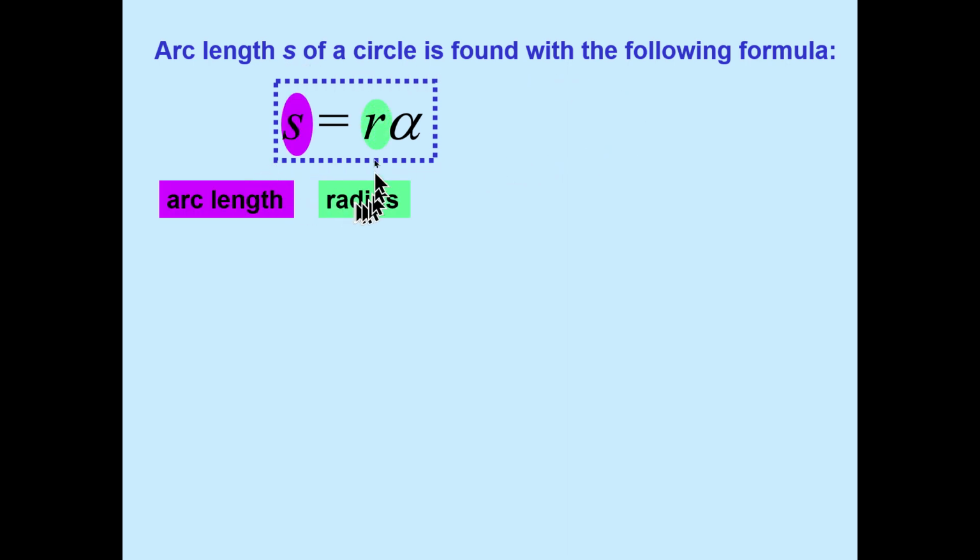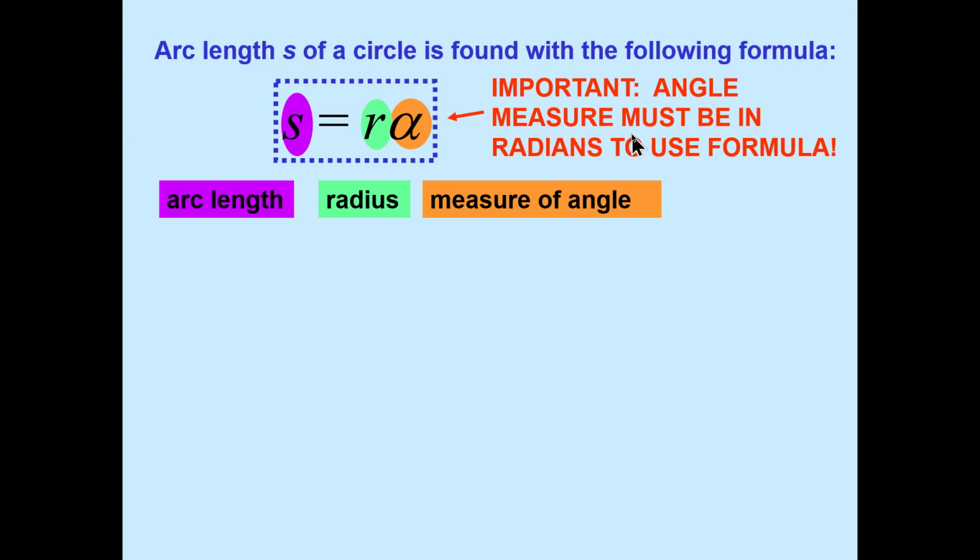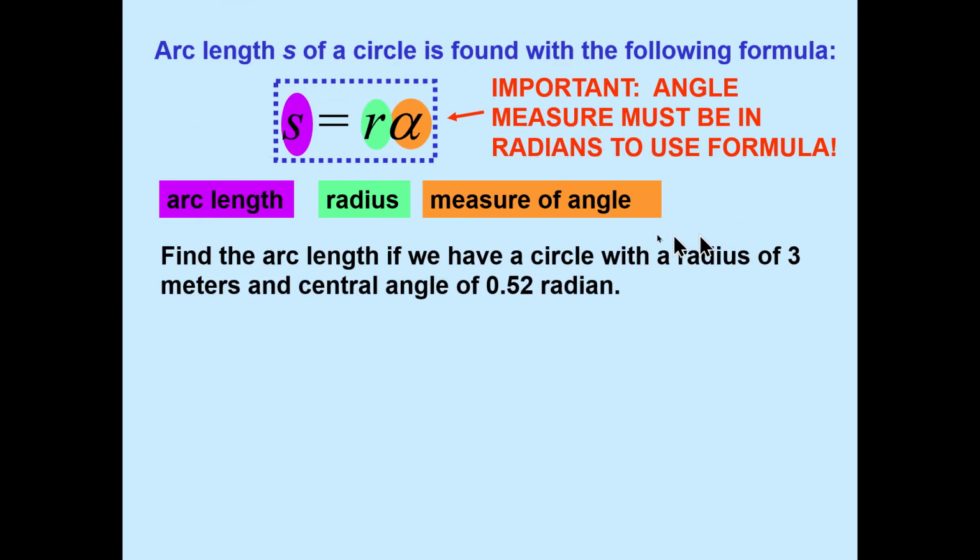The arc length is equal to the radius times the measure of the angle. Now, for this formula to work, the angle must be in radians. So it asks us to find the arc length if we have a circle with a radius of 3 meters and a central angle of 5.2 radians.